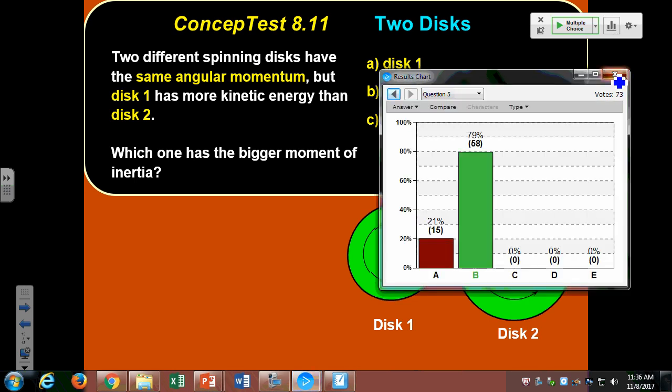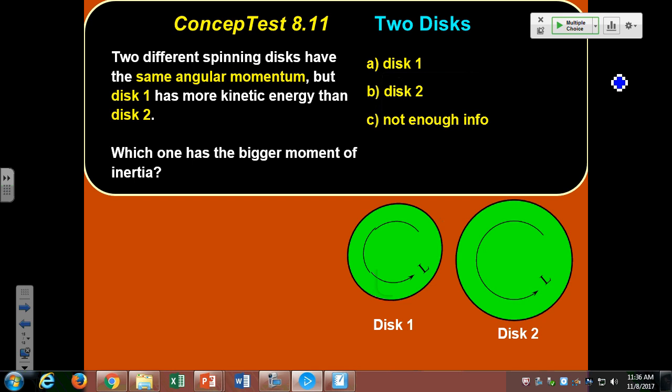Okay, B is right. The one with the bigger moment of inertia, I and omega, this product is the same. The one with the bigger moment of inertia is going to be the one with the smaller angular velocity. But the one with the smaller angular velocity is going to be the one with less energy. And the one with less energy is disk 2. It's similar to what we had before, that it's 1/2 I omega squared. And so omega dominates the energy.